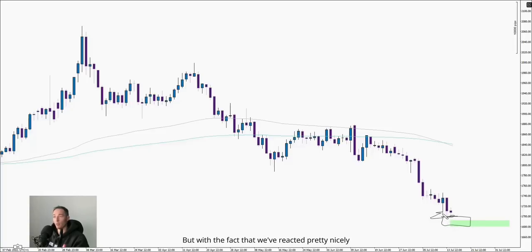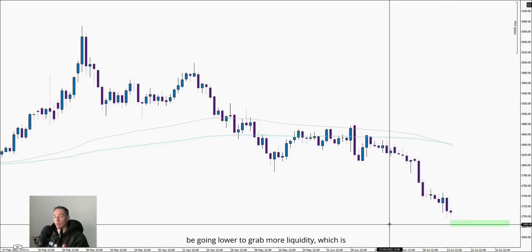But with the fact that we've reacted pretty nicely to the area there at the 1700, we could be going lower to grab more liquidity, which is just the way the market moves, going lower for a liquidity grab, and then we start the reversal. So for now, they are still lined up, they are still in sync, and our next move is just to see where silver is going, and if gold has tapped into our area.